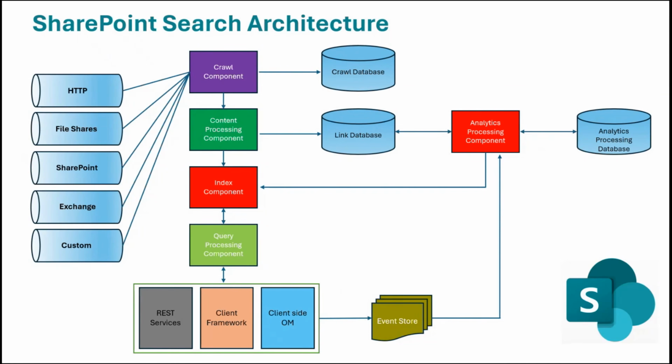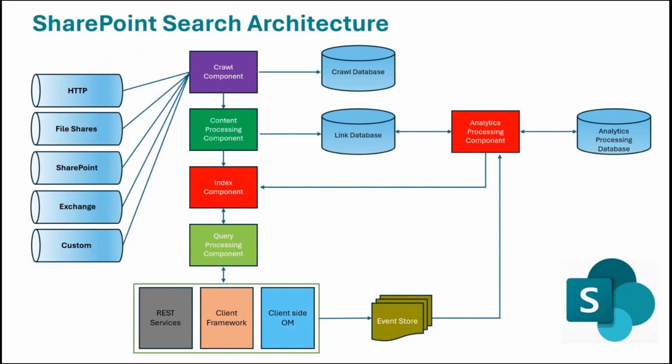The next component is the content processing component. This component processes the crawled items, collects the properties and metadata, and sends this information to the index component. The index component receives the processed items from the content processing component and writes them to the search index. The next component is the query processing component. The query processing component analyzes and processes search queries and results. The processed query is then submitted to the index component, which returns a set of search results for the queries.